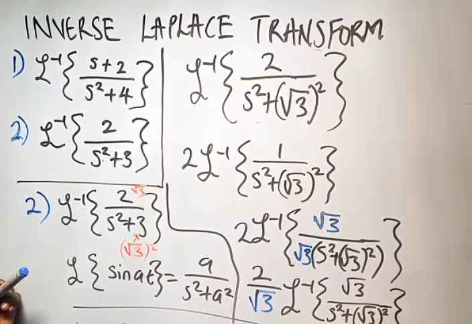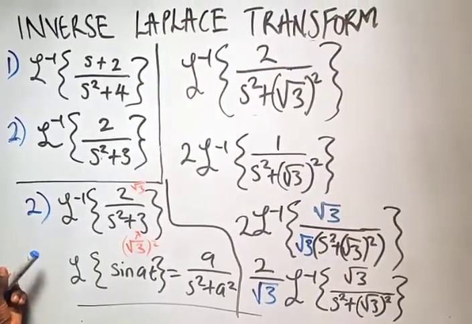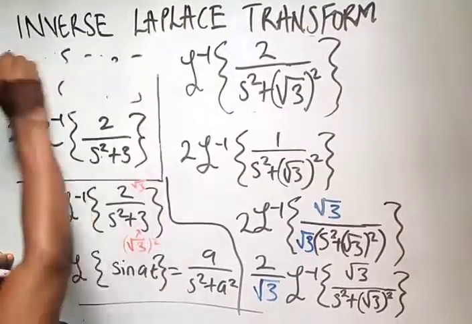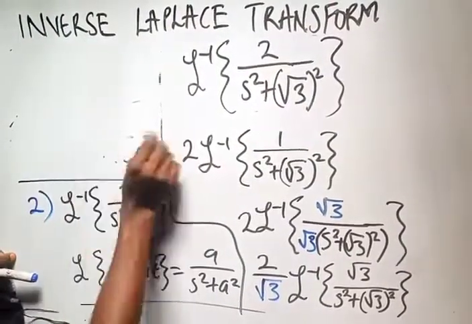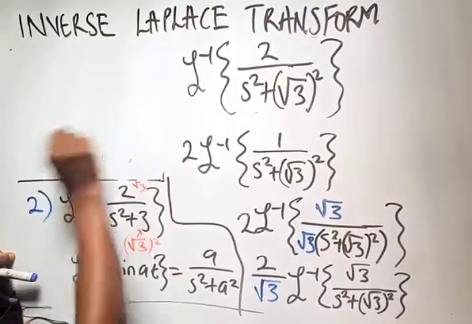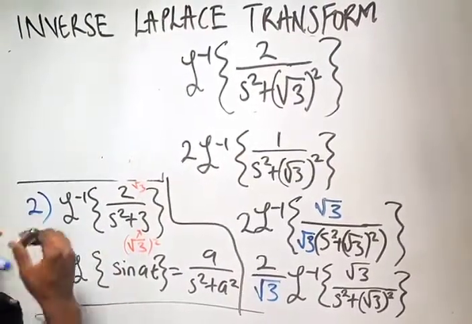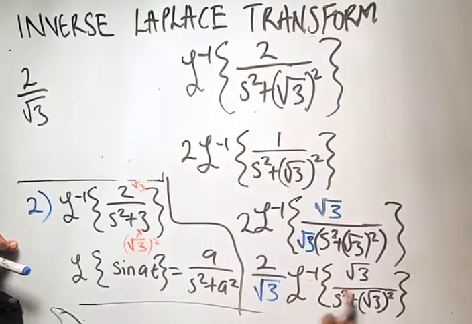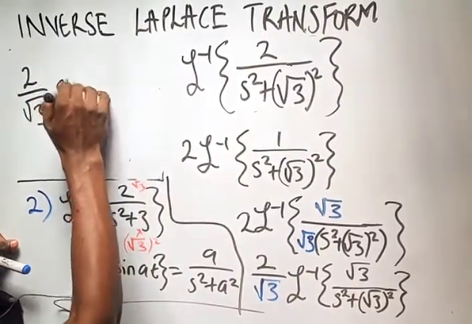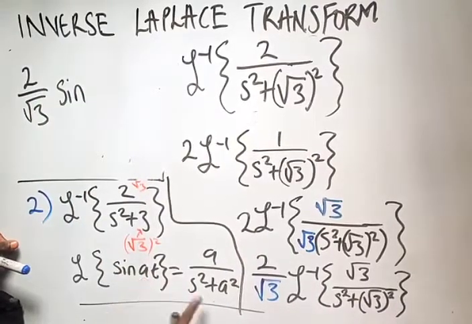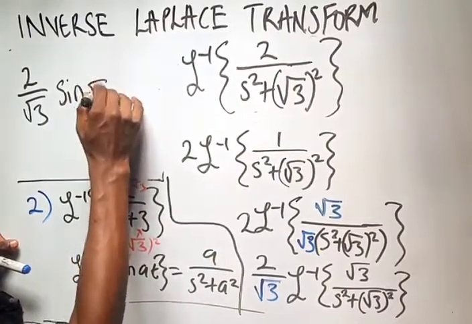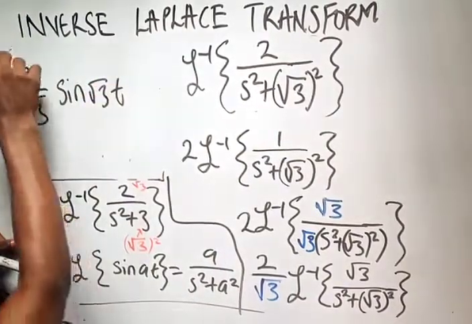Let me just put down the final thing for us to see. We will see now that that is equivalent to sine of some function. I'll write it down as 2 over square root of 3, then the Laplace inverse of this is just sine of, in place of a, we're having a square here, we're having a here, that will just be root 3t, and that right there is the solution to the second question.